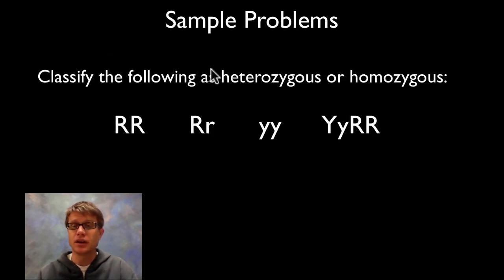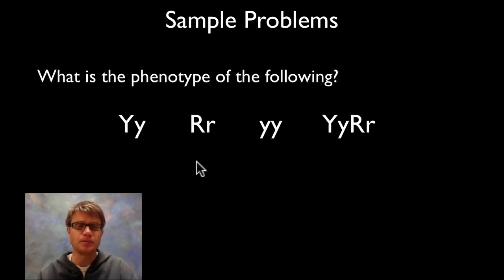Classify the following as heterozygous or homozygous. Right answer should be, this would be homozygous, this would be heterozygous, this would be homozygous, and this is going to be heterozygous for the first trait, homozygous for the second. We could get a little more specific. This would be homozygous dominant, this would be homozygous recessive, this would be heterozygous, and sometimes we call that hybrid.